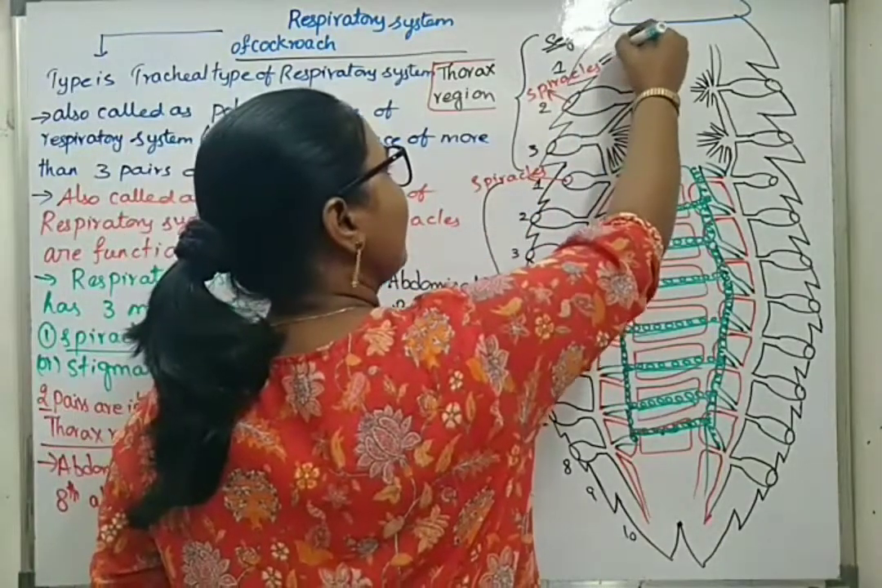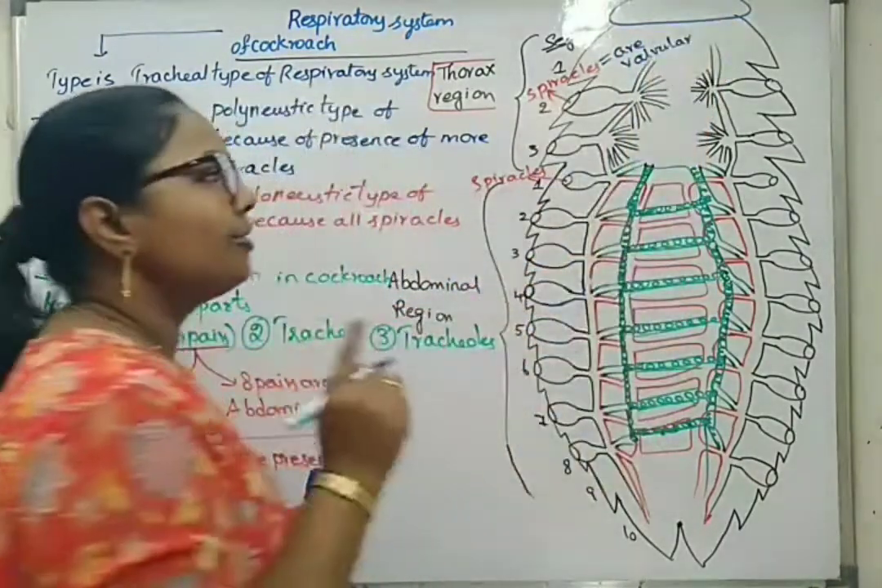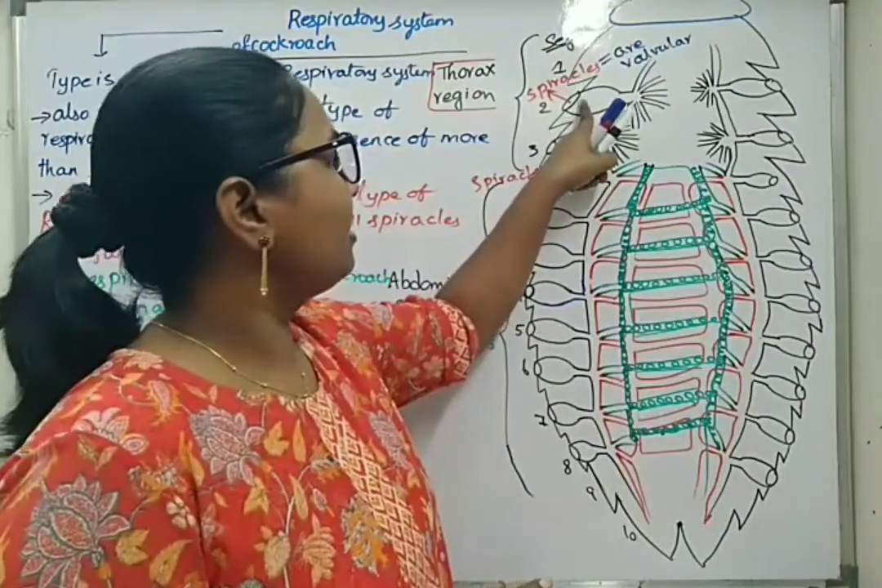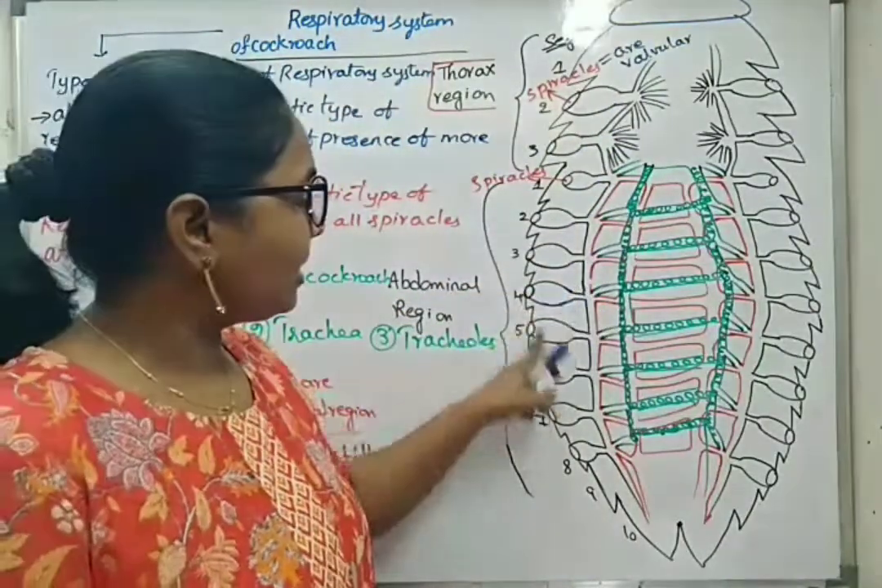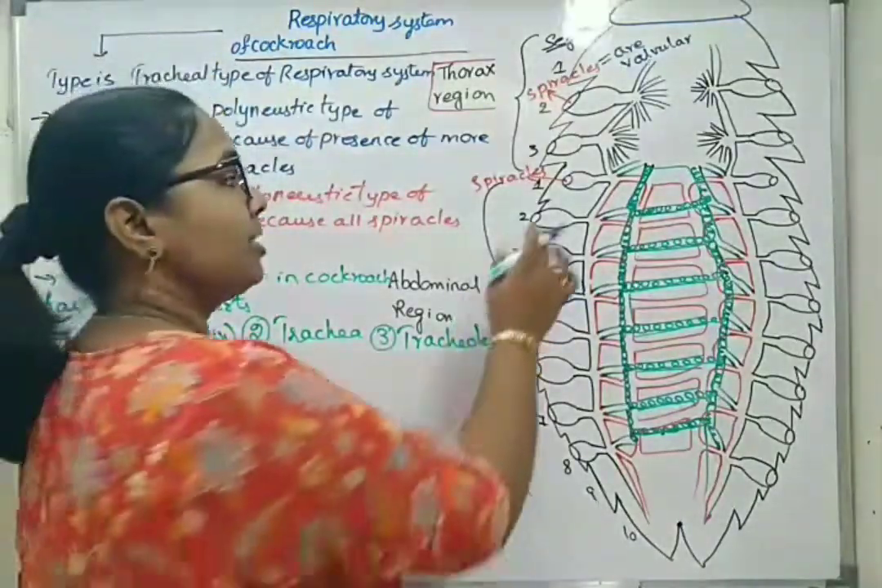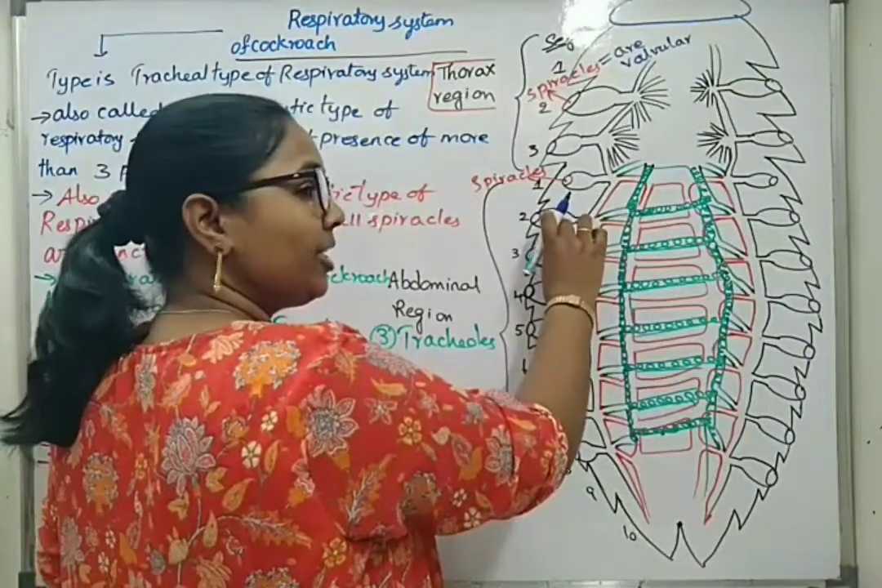All spiracles are valvular. During inspiration, these spiracles keep open, and during expiration, these spiracles are closed.